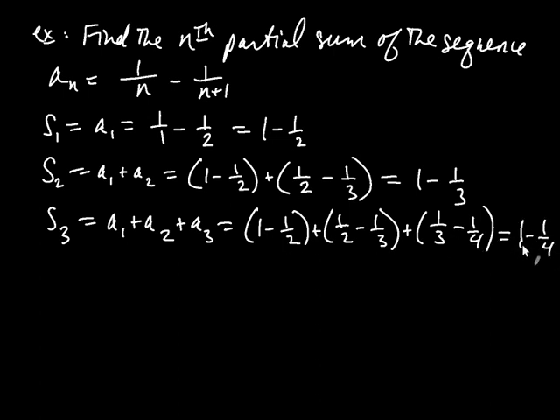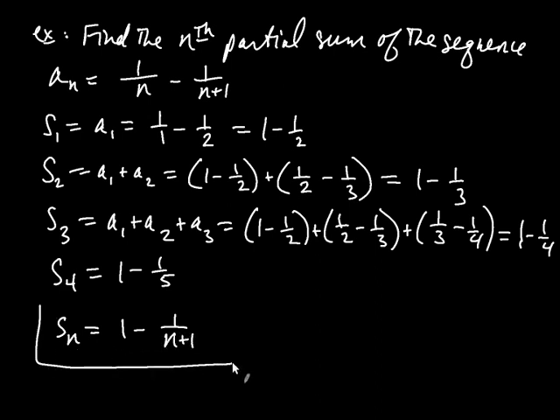What we're seeing is that if you make a prediction of what S sub 4 is going to be, look at what S sub 3 was. It was 1 take away a fourth. So it looks like this number is always one more than the index for the partial sum notation. So S sub 4 is going to be 1 take away a fifth. And generally speaking, the nth partial sum is going to be 1 take away 1 over, where this number is one more than n, so it'll be n plus 1. And that'll be the nth partial sum.